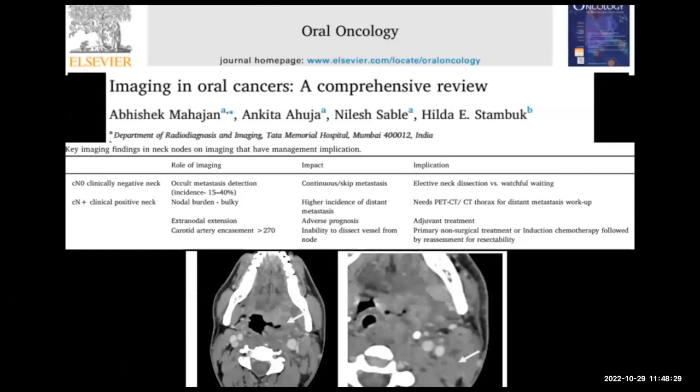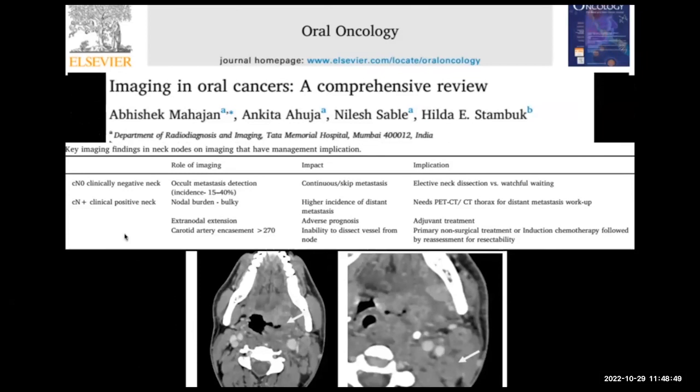Coming to the nodal mapping, there are two kinds of nodal disease. They can be clinically negative node disease or clinically positive node disease. If there is clinically negative node disease, the role of the imaging is to pick occult metastasis. So what you have to do is pick an occult sentinel node metastasis, which will guide the type of the neck resection which will be required.